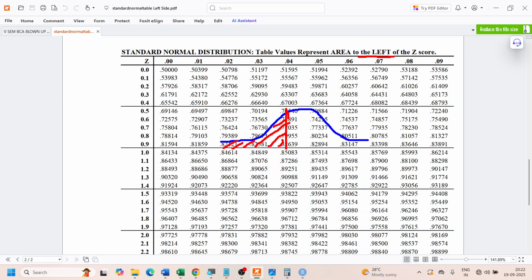The area to the left of the Z score. So suppose you get some Z value here. This table is going to give you all the values less than that, from negative infinity up to this point. All the values before this point, it's going to give you the answer. So let's try to use this one. I will show you how this can be used, and the one that is given by the university. Let us see the difference.